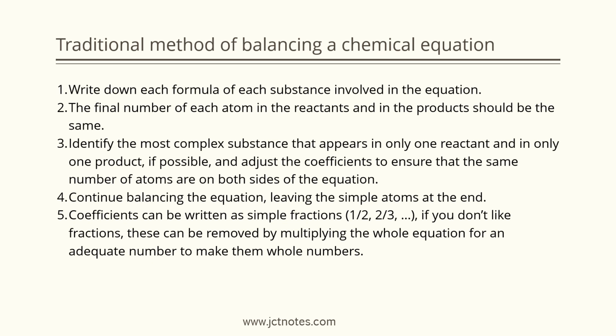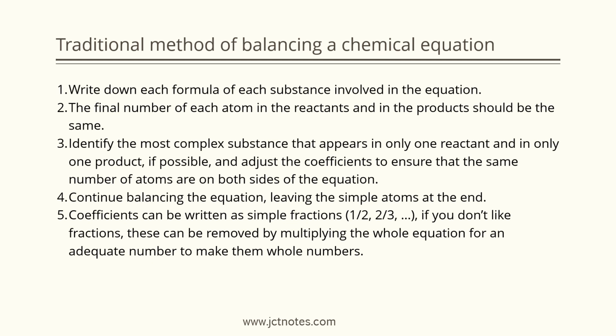The steps in the traditional method are, first, write down the formula of each substance involved in the equation. In some cases, they are given. If not, ensure that the formulas are correct. Second, bear in mind that the final number of each atom in the reactants and in the products should be the same. Third, identify the most complex substance that appears in only one reactant and in only one product, if possible, and adjust the coefficients to ensure that the same number of atoms are on both sides of the equation. Fourth, continue balancing the equation, leaving the simple atoms at the end.